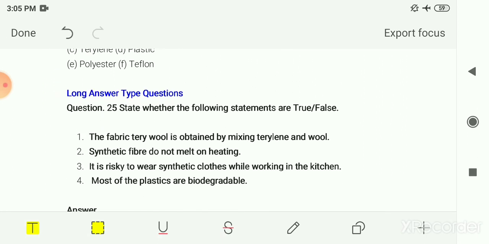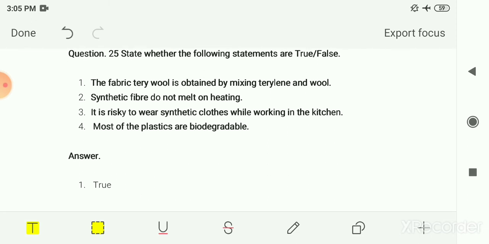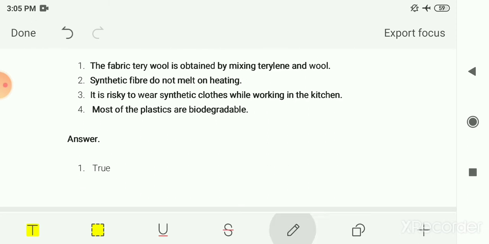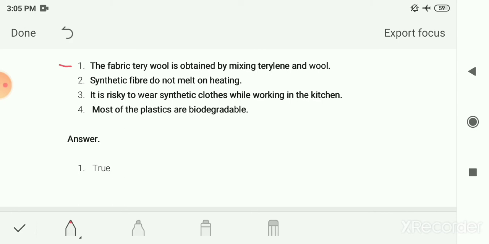Next now is the long answer type questions. Here in question 25, the true false is given to you. The fabric terry wool is obtained by mixing terylene and wool. So yes, as the name suggests, terry wool, that means terylene and wool. So it is made by mixing terylene and wool. So your answer is true.